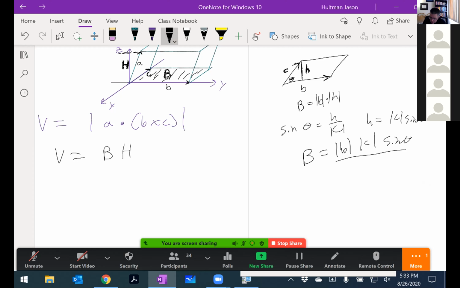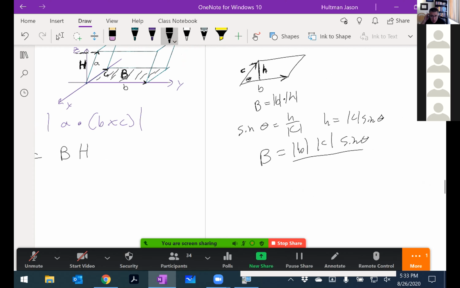What was that equal to? A dot B. This is... no, B cross C. It's B cross C. It's the magnitude of B cross C. Does that make sense? Isn't that the magnitude of B cross C?